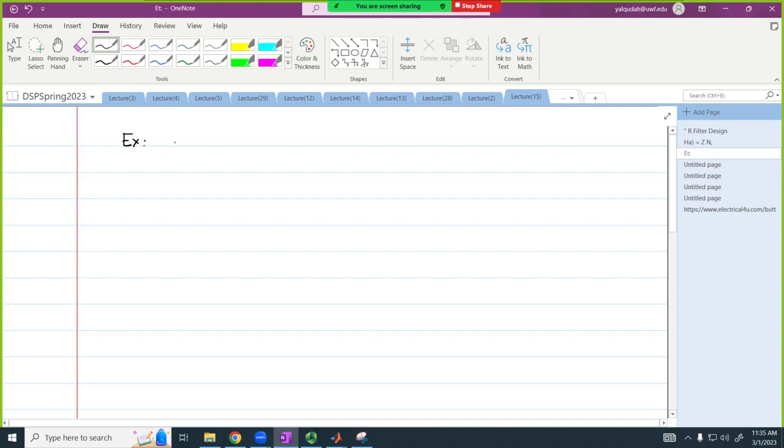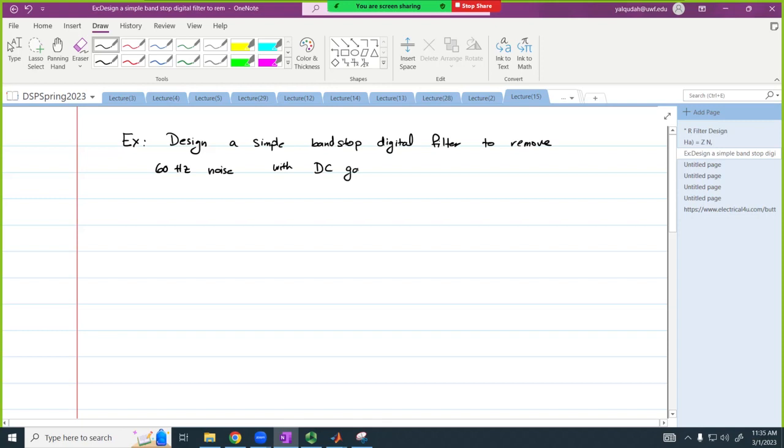And in this example, we're going to design a simple band stop filter to remove a 60 hertz noise or interference with DC gain that is equal to 5, and we are given that the sampling frequency is equal to 1200 hertz.